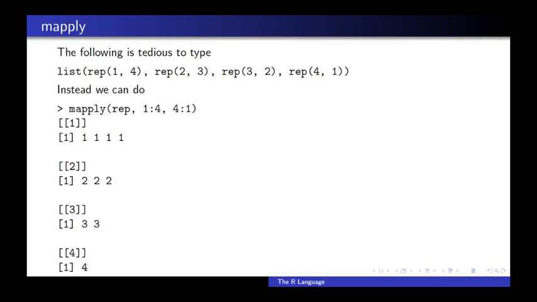You can see that in the list above, the first argument was 1, 2, 3, and 4, and the second argument was 4, 3, 2, and 1. Those are the two sets of arguments that I'm going to pass to mapply. When I do that, I get my list of four 1s, three 2s, two 3s, and one 4, just like the list above. So mapply can be used to apply a function to multiple sets of arguments.